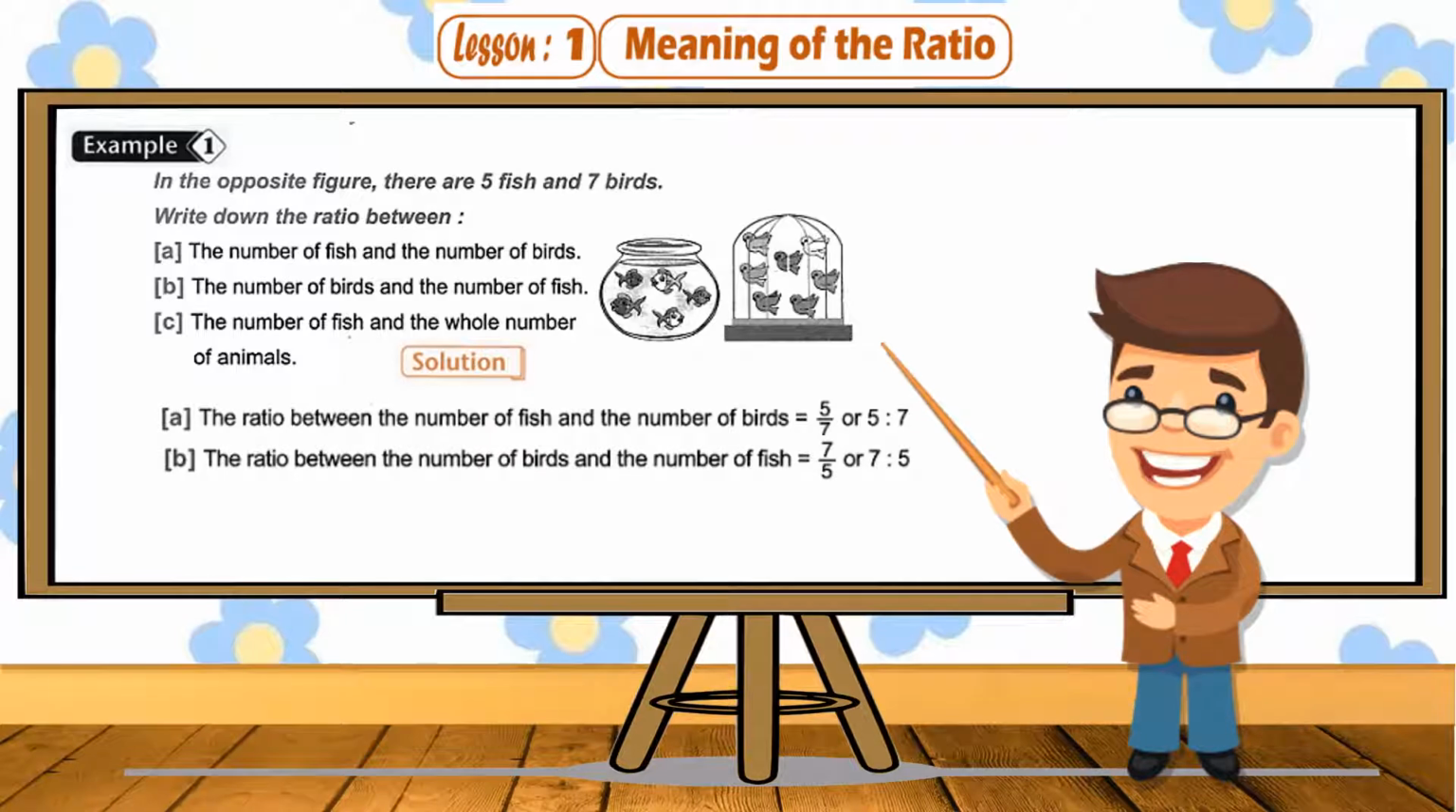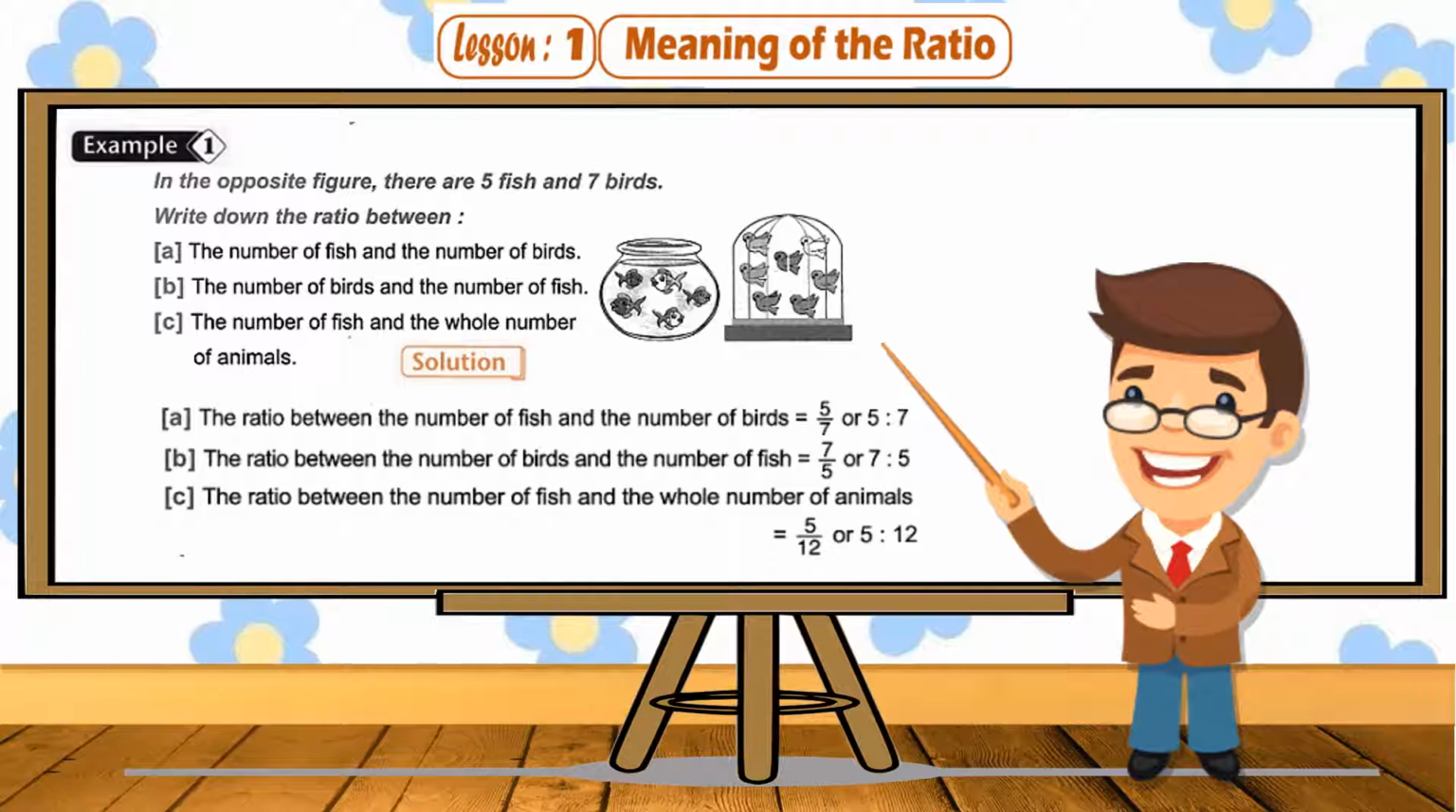Letter B. The ratio between the number of birds, the birds here are the first, so it will be 7, and the number of fish is the second, it will be 5, then the ratio 7/5. Letter C. The ratio between the number of fish and the whole number of animals: the number of fish 5 over the whole number of animals 5 plus 7, 12, so it will be 5/12 or 5 to 12.